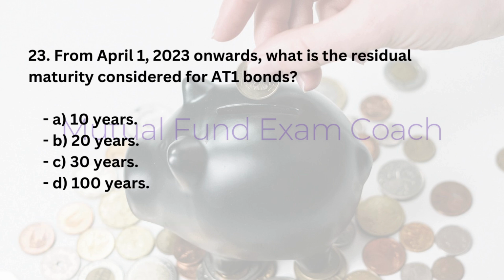23. From April 1, 2023 onwards, what is the residual maturity considered for AT1 bonds? A. 10 years. B. 20 years. C. 30 years. D. 100 years. Answer: D. 100 years.